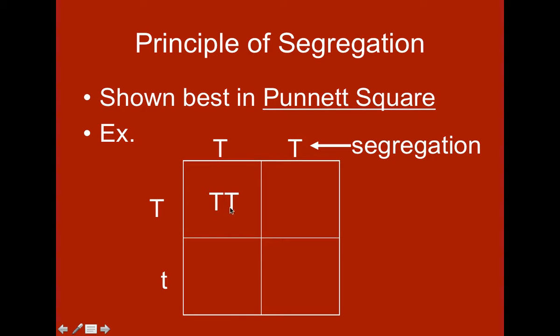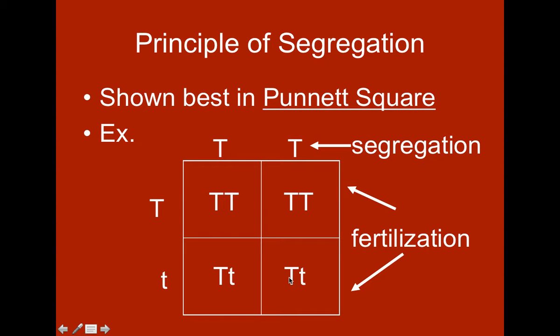So we take this big T and we combine it here. And then we take this big T and combine it there. Now in this bottom square, we bring down the big T and we bring over the little t for that combination. And then again, we do that. This is fertilization. So if these two individuals were to mate, those are the possible combinations that would happen with this particular gene as a result of fertilization.